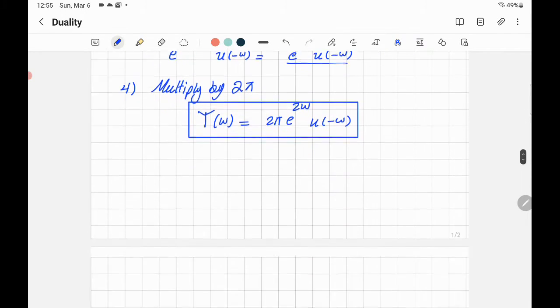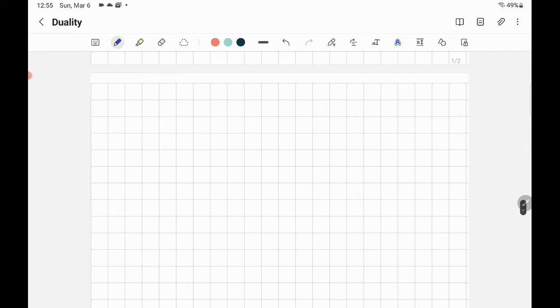Let's have another example to make sure that you got it. Another example. Find the Fourier transform for y of t equal to sinc of t over pi.